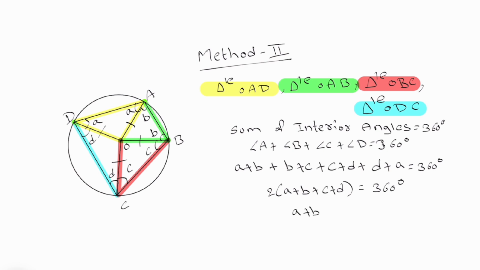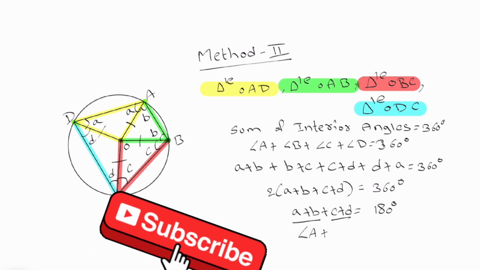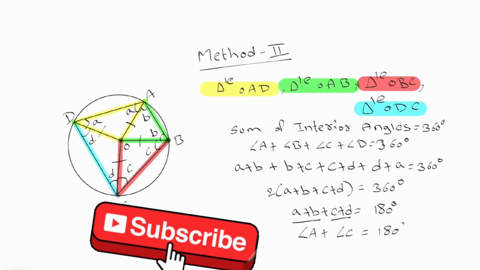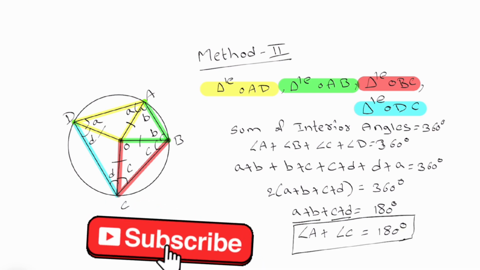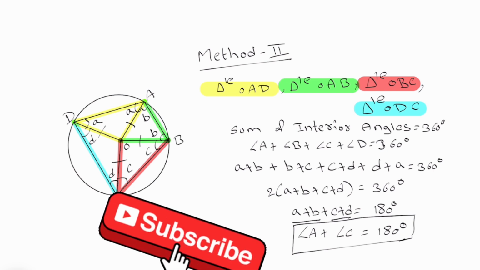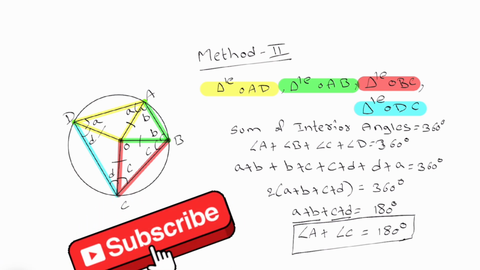Now A plus B plus C plus D is equal to 180 degrees. If you observe, A plus B we can write as angle A, right? And C plus D we can write as angle C, right? So it is equal to 180 degrees. Angle A and angle C are opposite angles of the quadrilateral. Hence proved: the sum of opposite angles in a cyclic quadrilateral is 180 degrees.